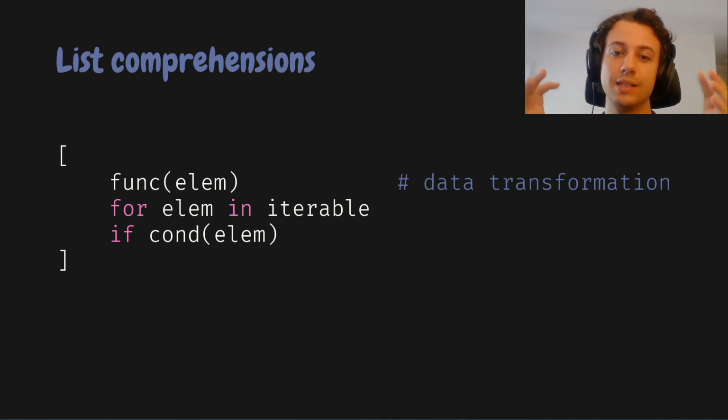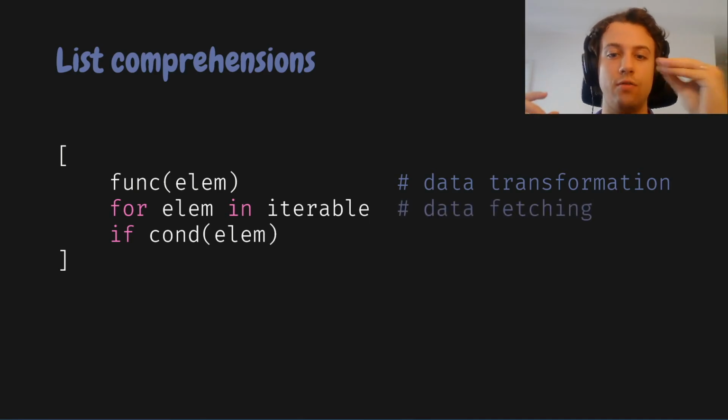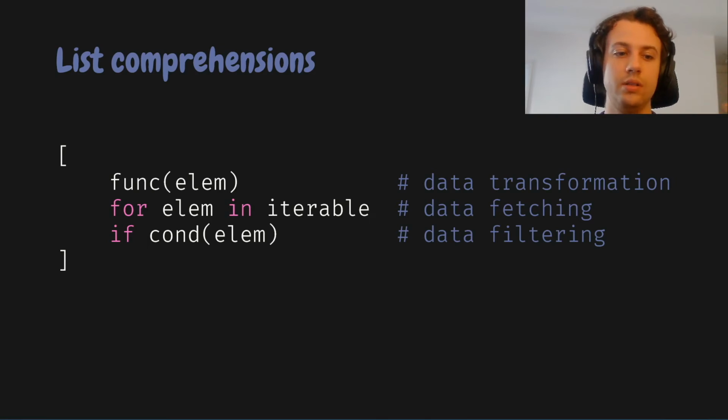Now those elements must come from somewhere. And that's why you have a for in your list comprehension. It tells you where your data is from. And then when needed, so this is only optional, you can filter some of the data with an if. And you can apply some condition. You can have some inequalities, some equalities, a function that returns a boolean, it doesn't matter.